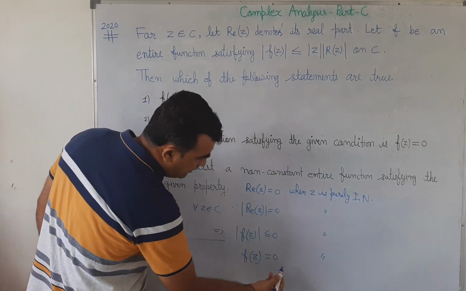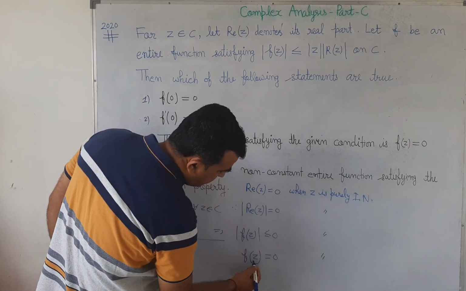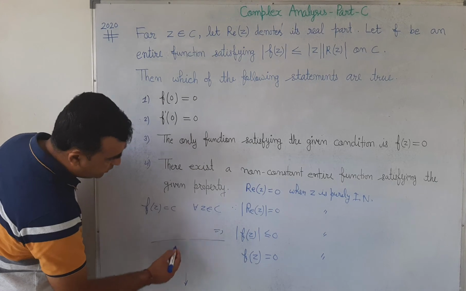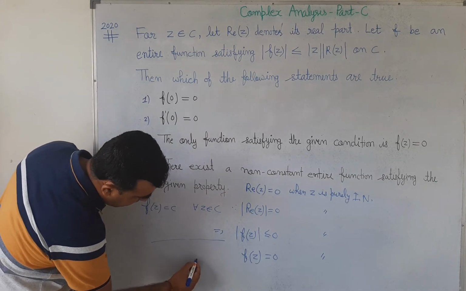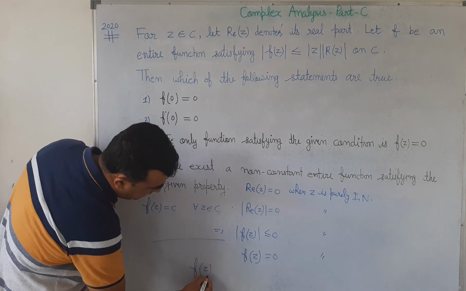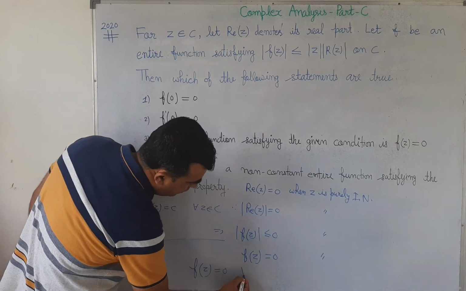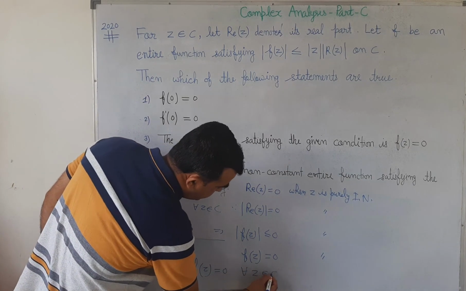But for some purely imaginary z, f(z) equals 0. Combining these two conditions, we can say f(z) equals 0 for all z belongs to C.